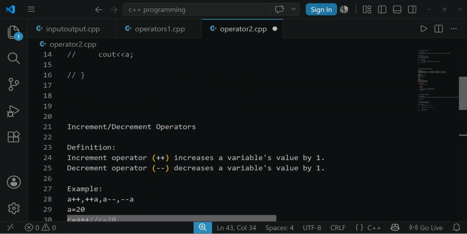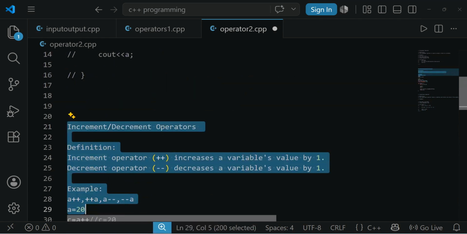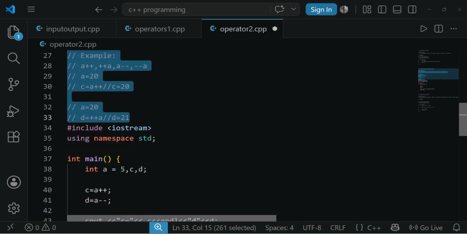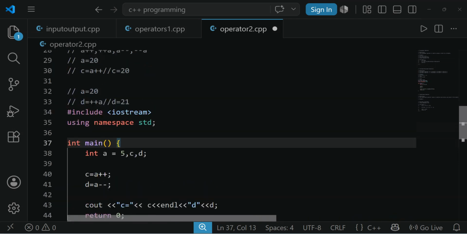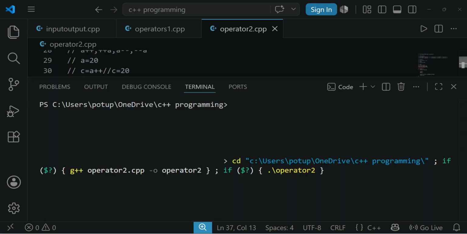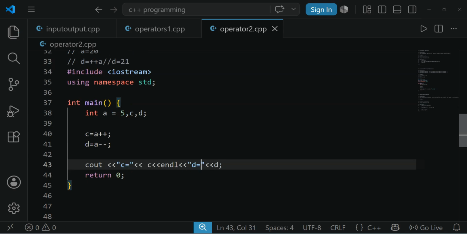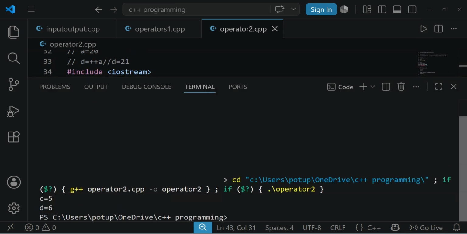Okay. Let me run that program first, then you will get some more idea on it. This is the program. Save the program and run. Here you can see, c is equal to 5 it is there and d is equal to 6 it is there.